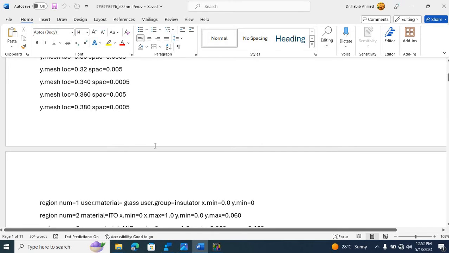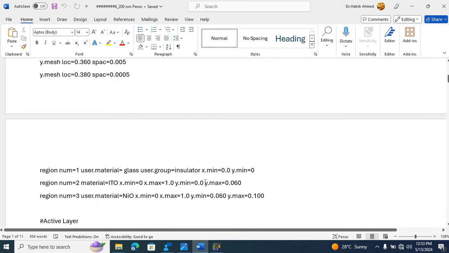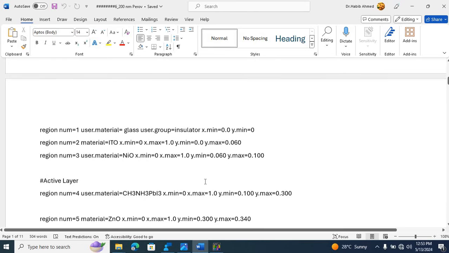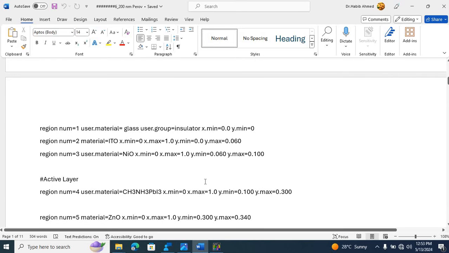I'm not really going to go into the details of the meshing, because I've gone over the meshing so many times in my previous videos as well. So I'm just going to focus on the more important parameters related to the simulation of the perovskite solar cell.